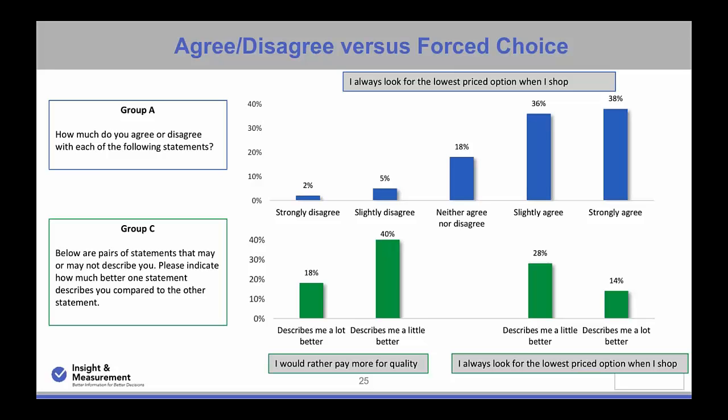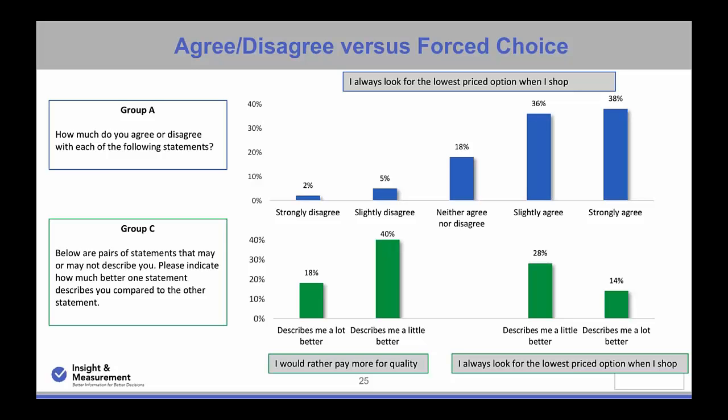And on the right, we have, I always look for the lowest price option when I shop, which is what we had before. And on the left, it says I'd rather pay more for quality. And so now you start to see how many more people are jumping over to that other statement, I would rather pay more for quality. These are essentially a little bit different tasks, but the forced choice exercise is teasing something else out. And it really is a better measure of where people stand on something.